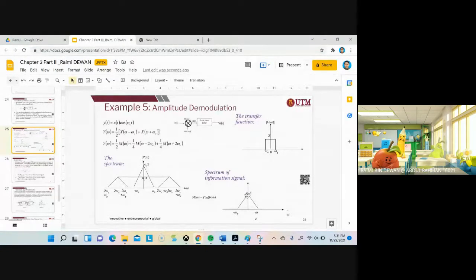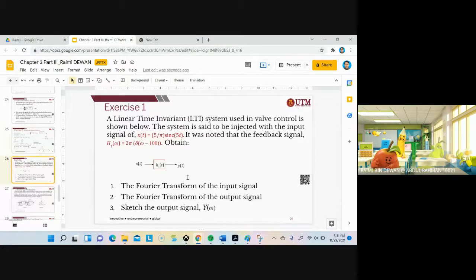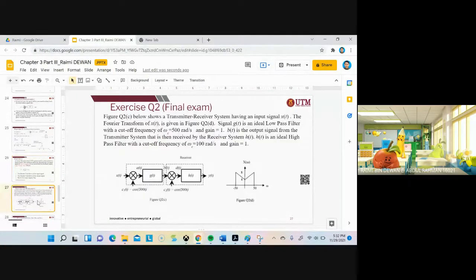What else? So remember, the question can ask you to demodulate back the signal that was transmitted. So this is an exercise. Not sure we'll ask you to do this. A linear time invariant system used in valve control is shown below. The system is injected with the input signal xt. It was noted that the feedback signal obtains the Fourier transform of the input signals. This one I ask you to try to do yourself.